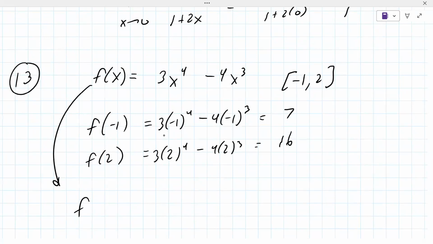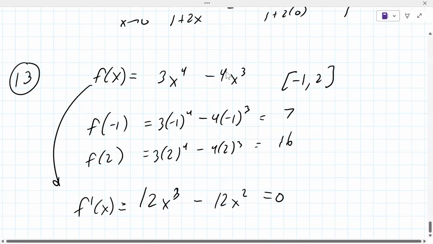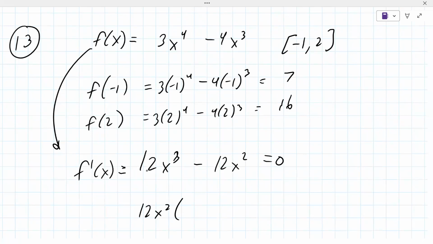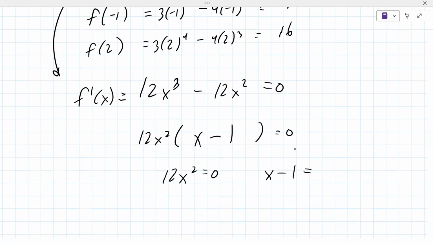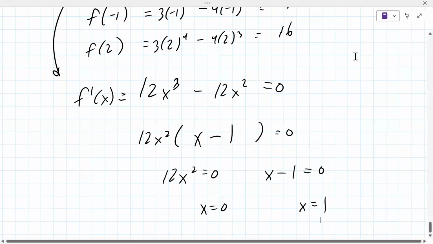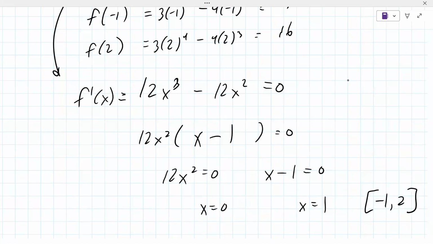You have to take a derivative. Give me the derivative of this. 12x cubed minus 12x squared. All right, you set it equal to 0. What can you factor out of both? 12x squared. What goes in parentheses? X minus 1. Okay. So there's two values here because you're setting them both equal to 0. Okay. 0 and 1. And then you check to see if they're in the interval. Okay. They both are.